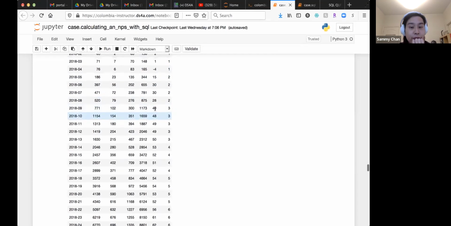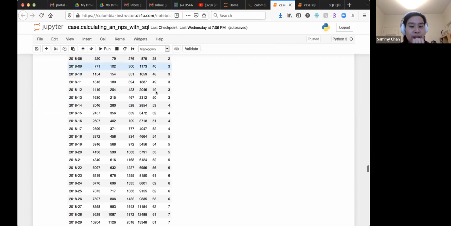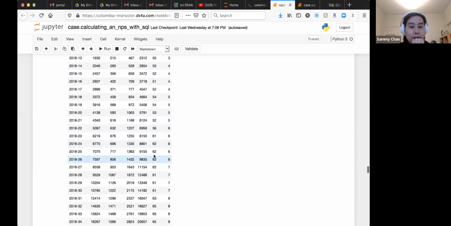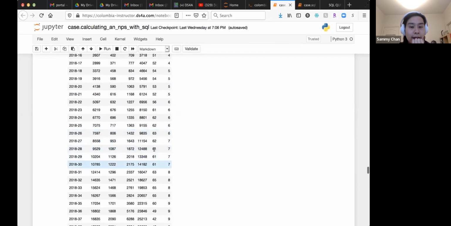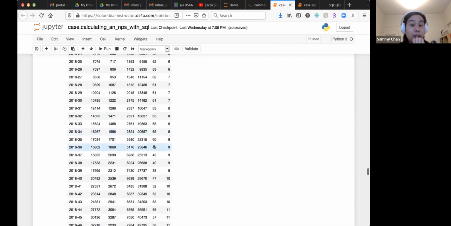So that's the case for January and February, but then for April, May, June, July, these become quite a bit more consistent. And then the other example that would be interesting to us is the month of September.